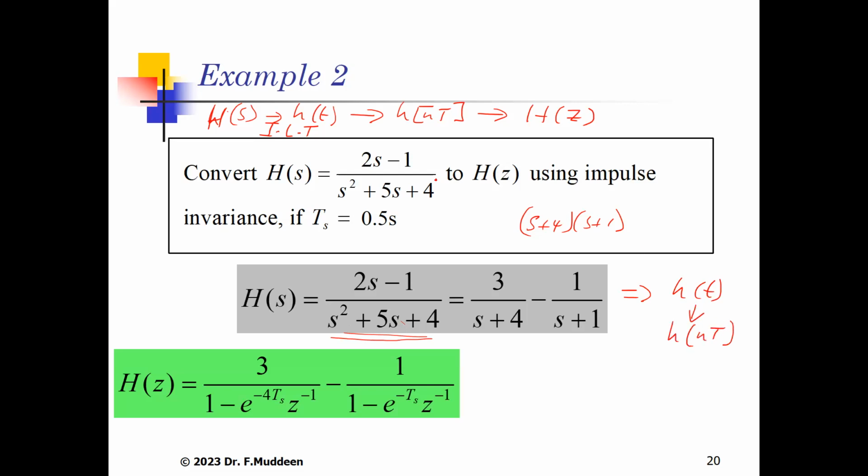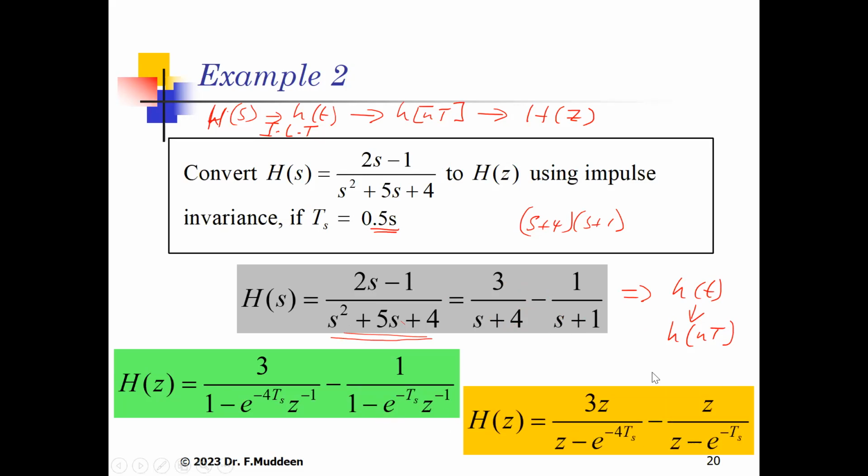H(nT). Remember, T is 0.5 here. So whatever you had inside of here, you replace with the e's and that kind of thing. So this is 3 over, 3e to the minus 4t. So you replace the t with 0.5n. Okay. And then you substitute inside of here.